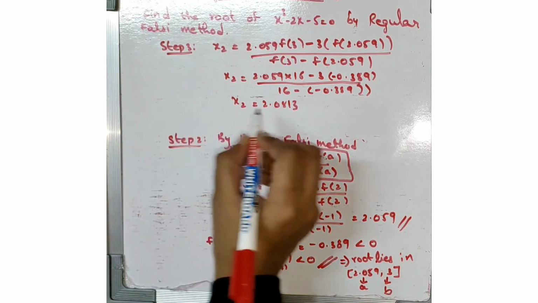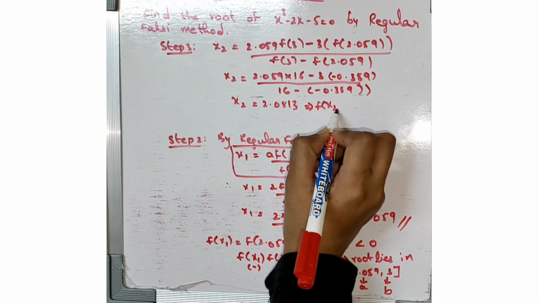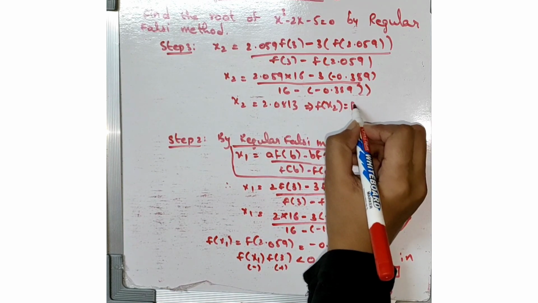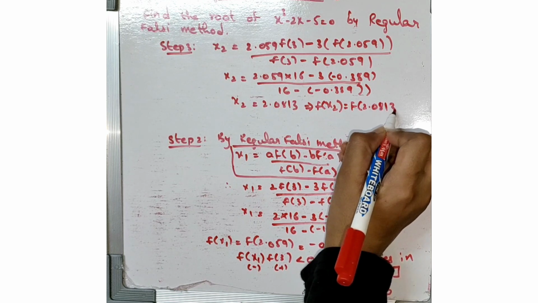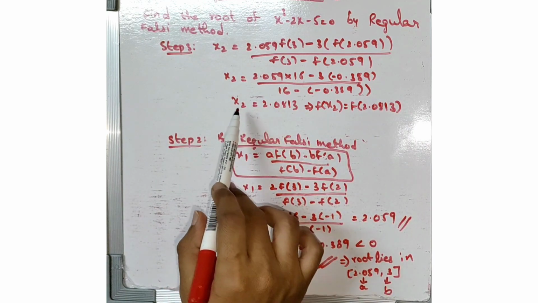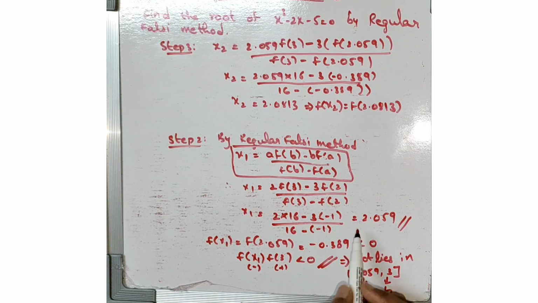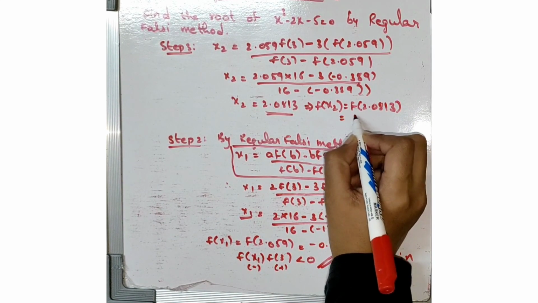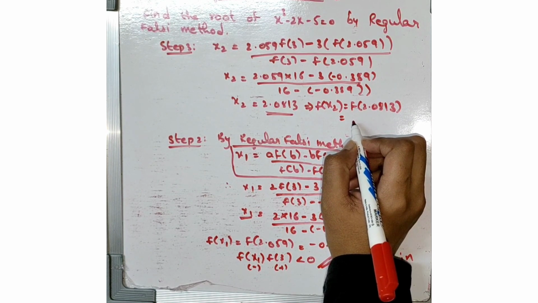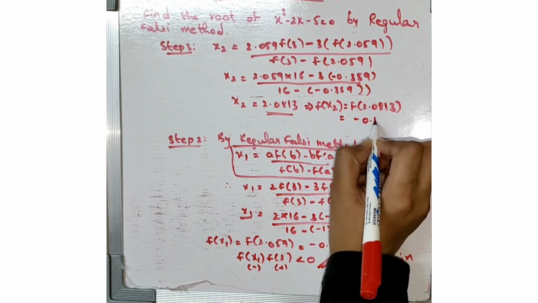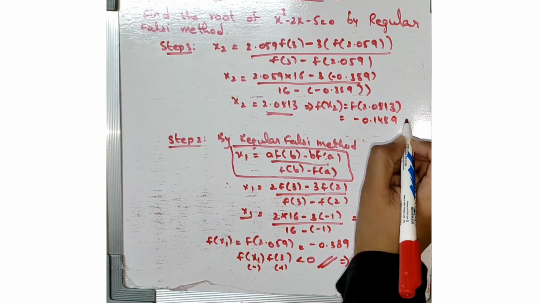You have to calculate f of x2, that is f of 2.0813. Now check whether x2 and x1 values are approximately equal. This is x1, 2.059, and 2.083. No, they are not approximately equal. You have to go for a third approximation. If you calculate f of x2, you will get the value minus 0.1489, which is less than 0.